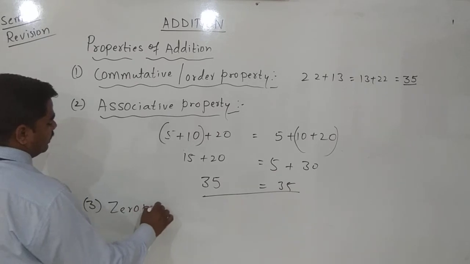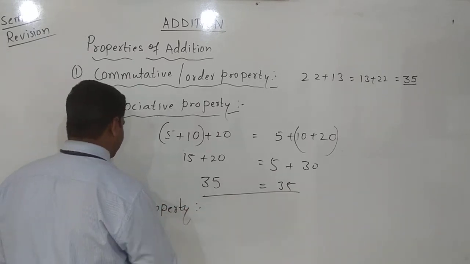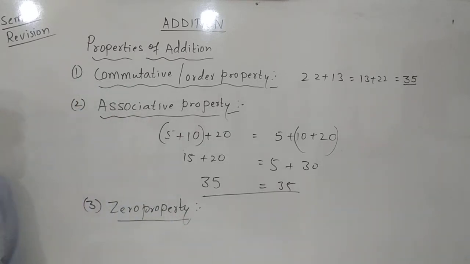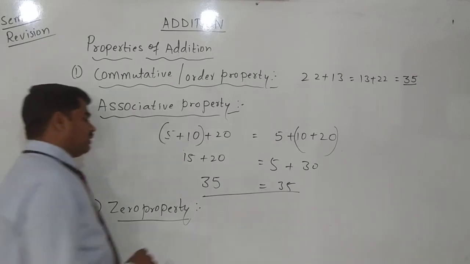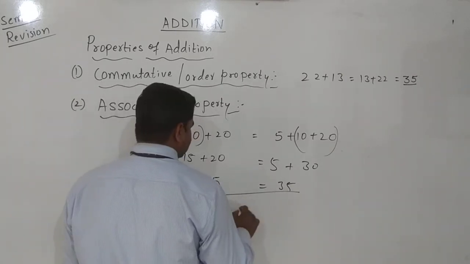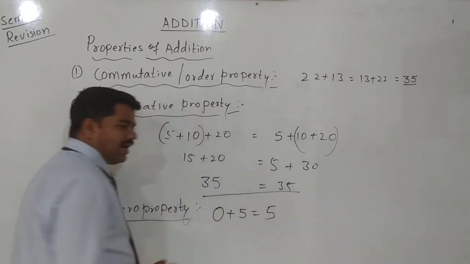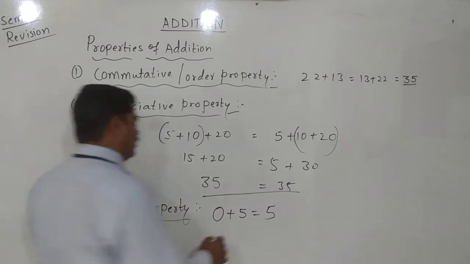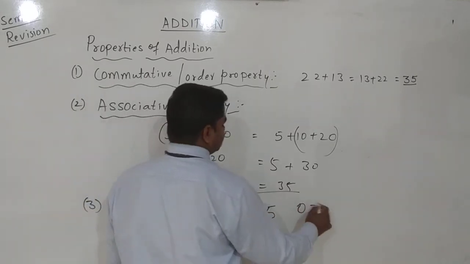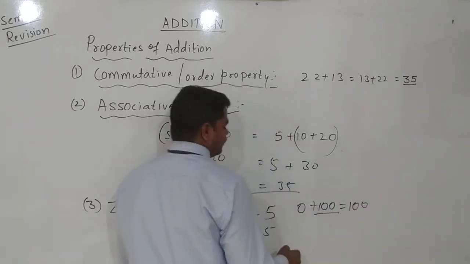Zero property: when we are adding 0 and any non-zero number, the sum is the non-zero number. Add 0 to any number, or any number to 0, the sum is the non-zero number. That is, 0 plus 5, you can write 5, or you can add 5 plus 0 also. This is also 5. Or 0 plus 100, this is a non-zero number, that is 100 only.